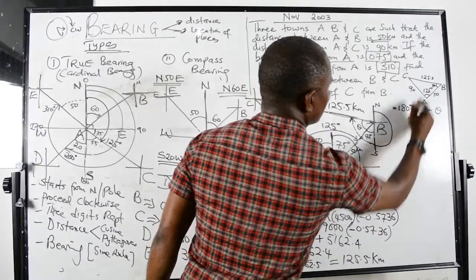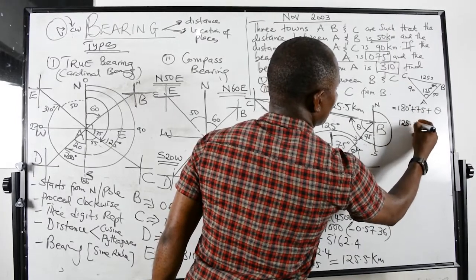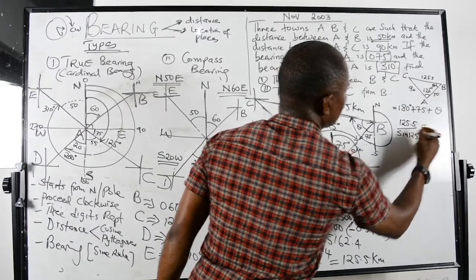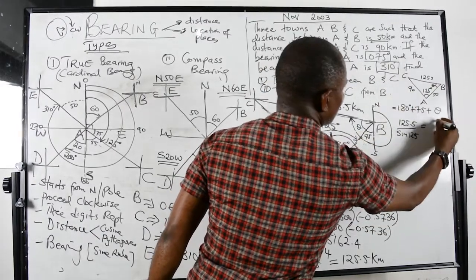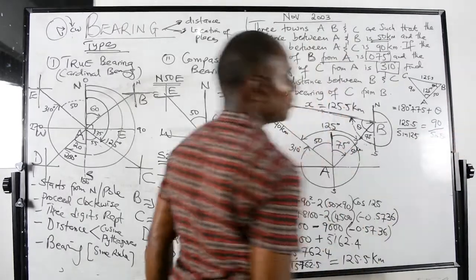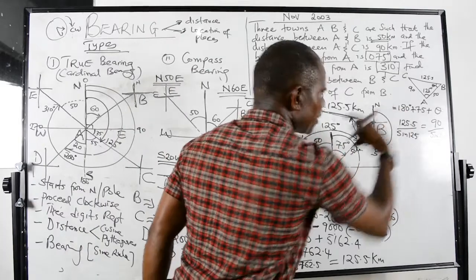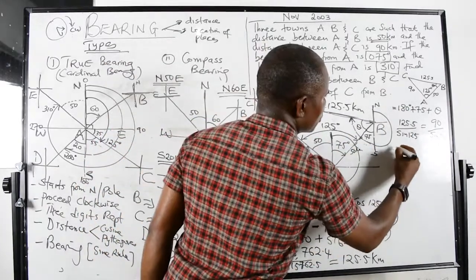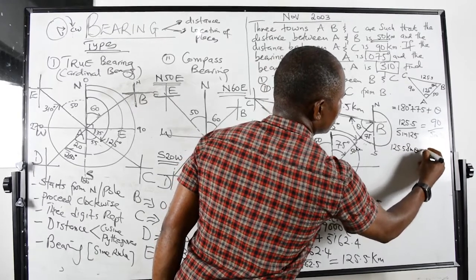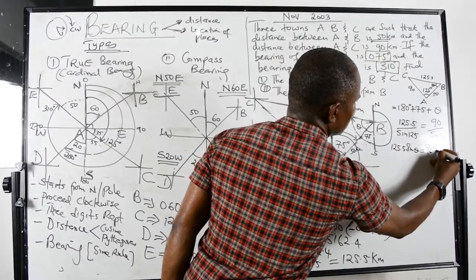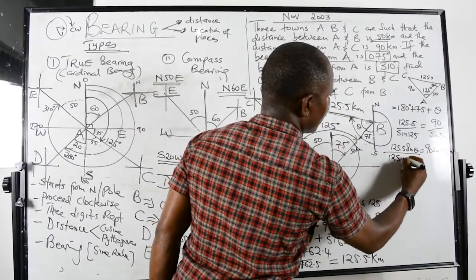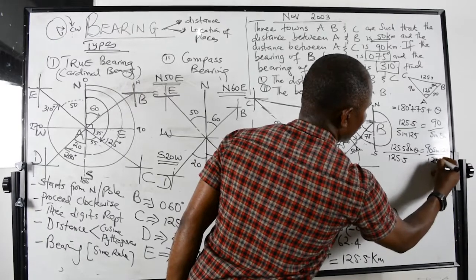Now I have 125.5 divided by sine 125 is equal to, since this is opposite this, I use the 90 over sine theta. So that's what I'm supposed to do to get theta. So I cross multiply. So 125.5 sine theta is equal to 90 sine 125. So I divide here by 125.5, divide here by 125.5.